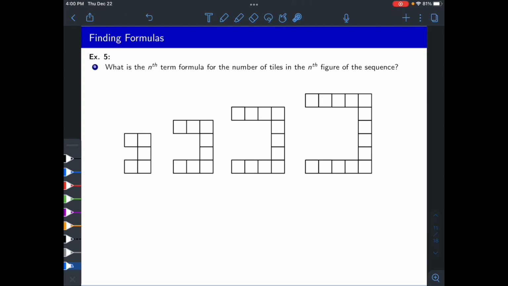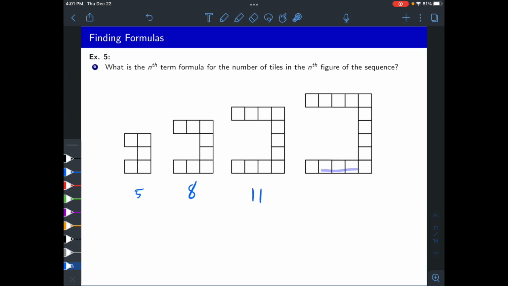Okay. Let's do a problem where we're actually finding a formula. So here we're going to let our sequence be defined by just the number of tiles in each figure of the sequence. So let's get an nth term formula for the number of tiles in the nth figure of the sequence. So this is going to be the first entry of the sequence. So this is going to be 5. This second entry in the sequence is going to be, let's count it, 5, 8. This looks like 8. This next one will be 8, 11.